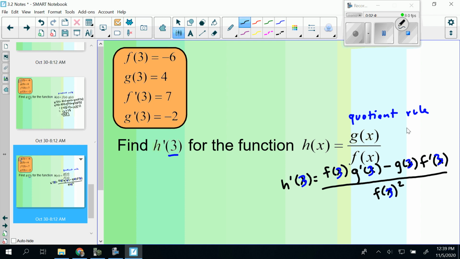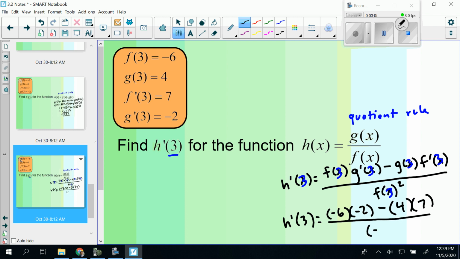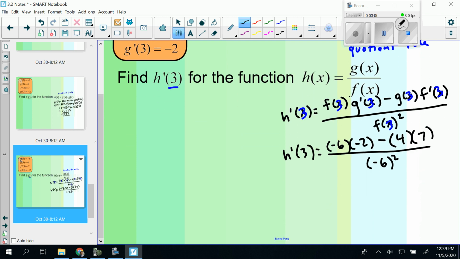So if we substitute in the values now, f of 3 is -6, g prime of 3, -2, that's 4, 7, and all over -6 squared. So now it's just evaluating this. That hopefully is not the hard part about the problem.